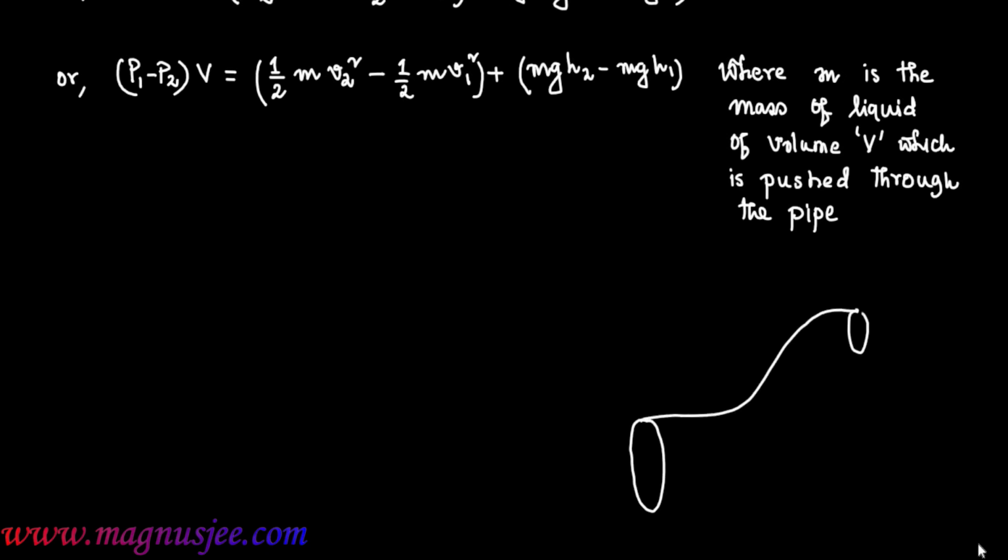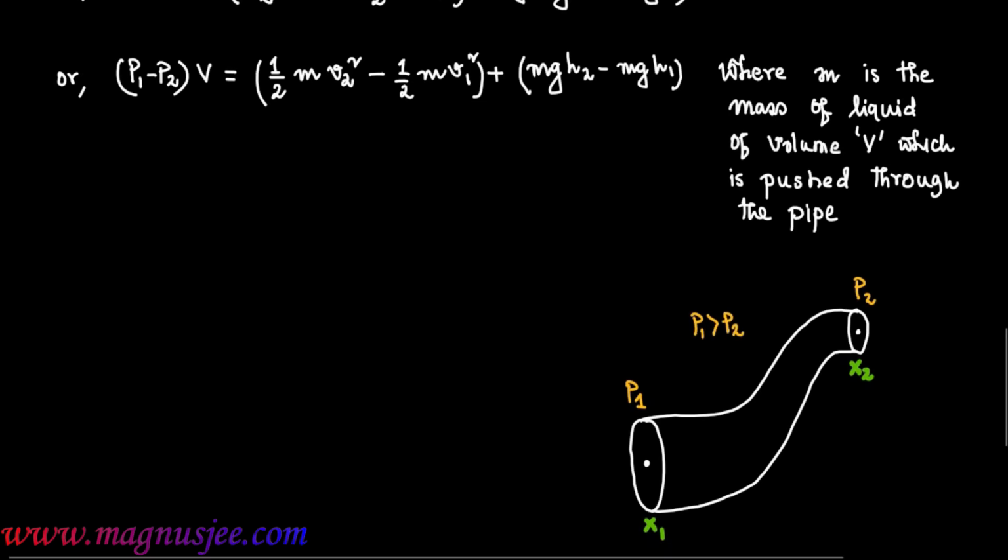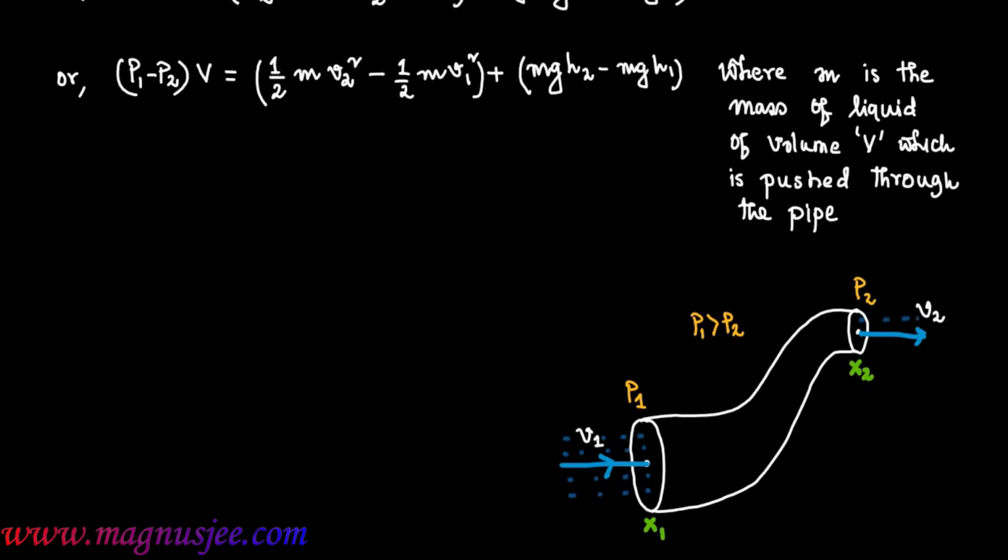This is a pipe of variable cross section having two ends x1 and x2. We can denote the centers of this pipe. x1 and x2 are the two ends of the pipe. P1 and P2 are the liquid pressures at the ends x1 and x2. As P1 is greater than P2, liquid flows towards the right with a velocity v1 and enters the pipe with velocity v1, and the liquid emerges with a velocity v2.